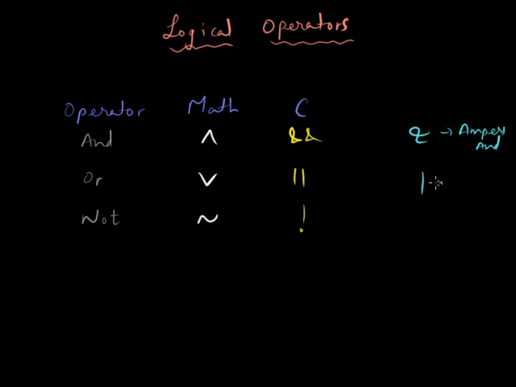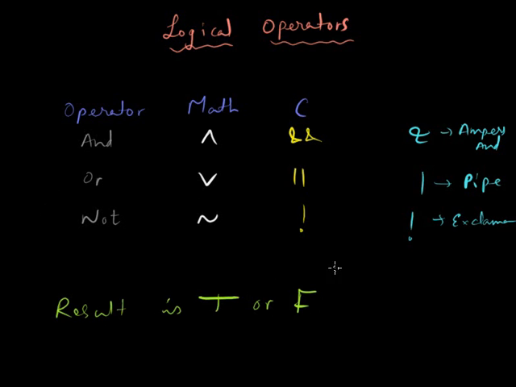This, a single vertical line, is a pipe, and an exclamation is, you know, an exclamation, right? So what do we have as a result of any logical operation? The result is either true or false. Any logical operation yields true or false and nothing else.